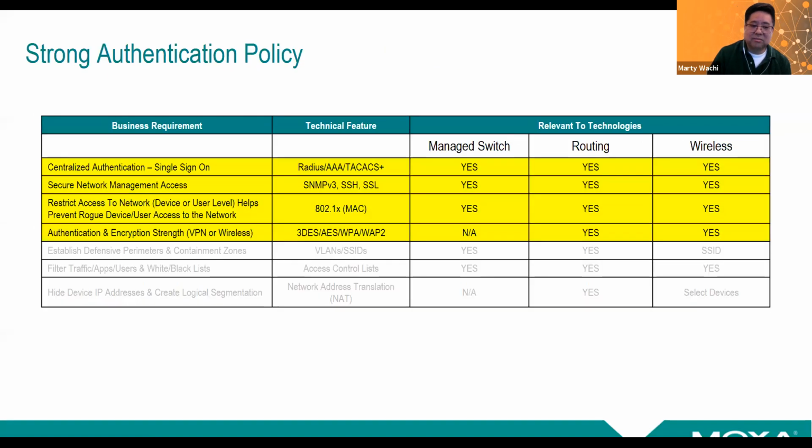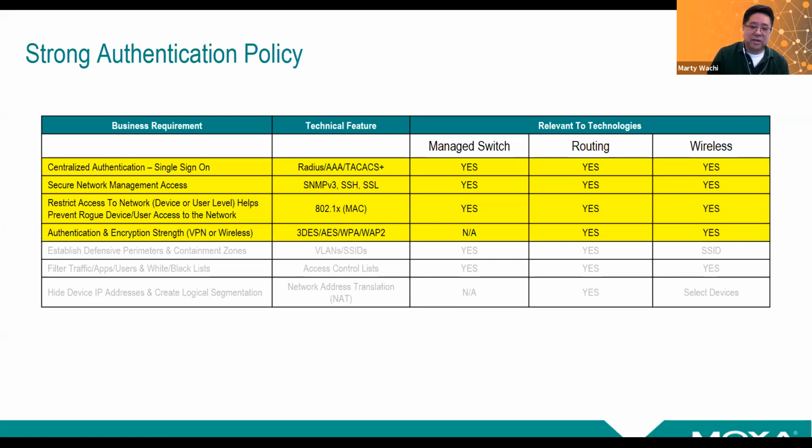So the first one, going back to strong authentication policy: if you look at the first 3.5, 4 rows, they span across all the technologies. So these things would be very relevant to establishing a strong authentication policy and addressing that weak authentication.